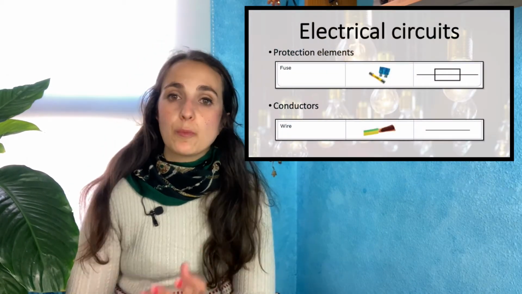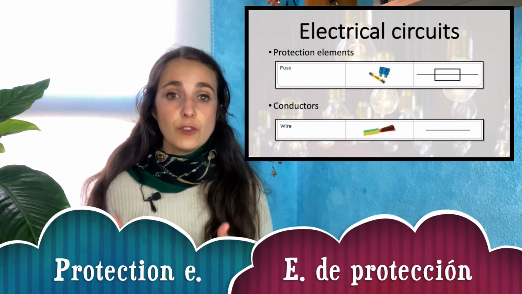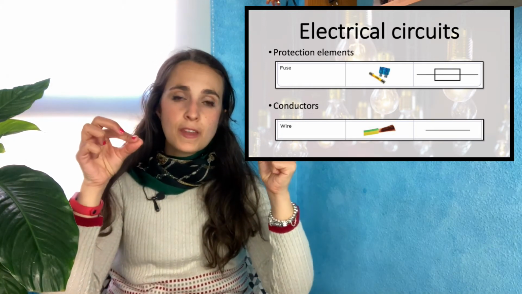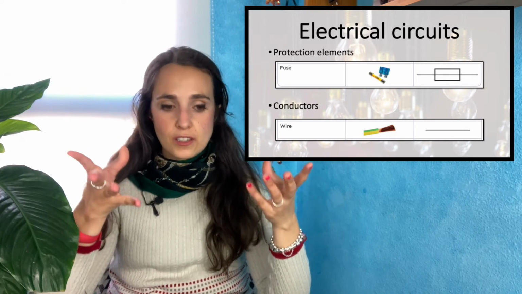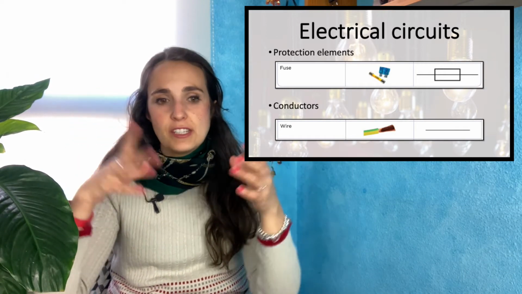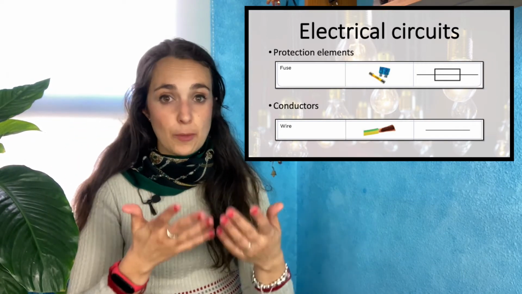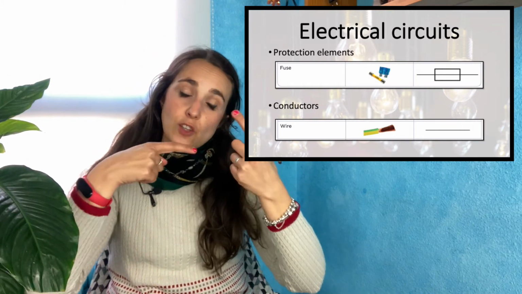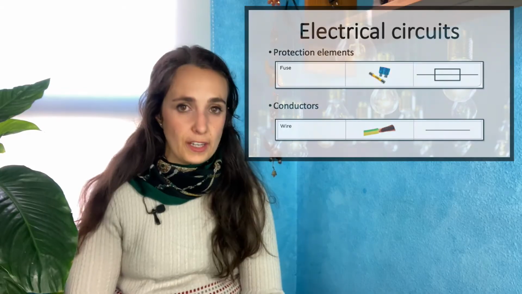And finally, we have protection elements like fuses, and fuses have a small wire inside, and when there is too much current or too much electricity in a circuit, it could cause damage to that circuit. The small wire inside the fuse breaks, and that opens the circuit and it doesn't work anymore.